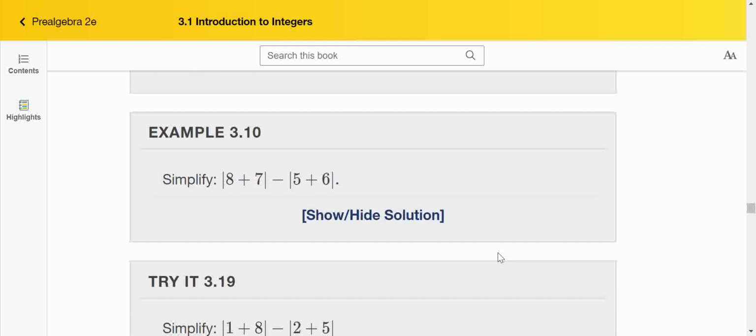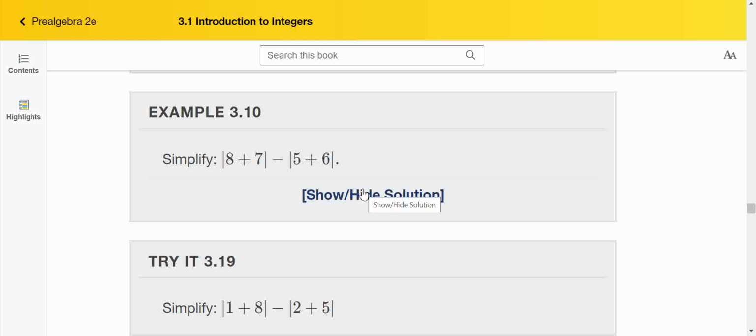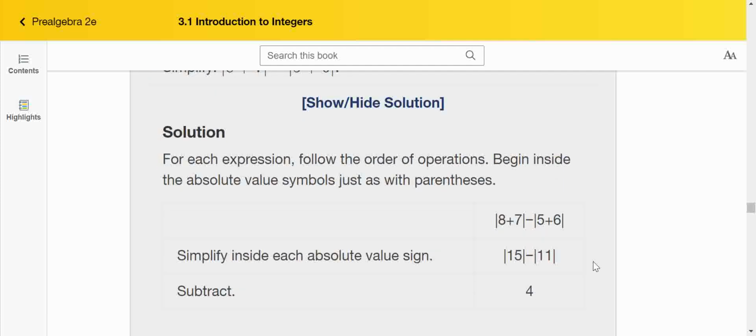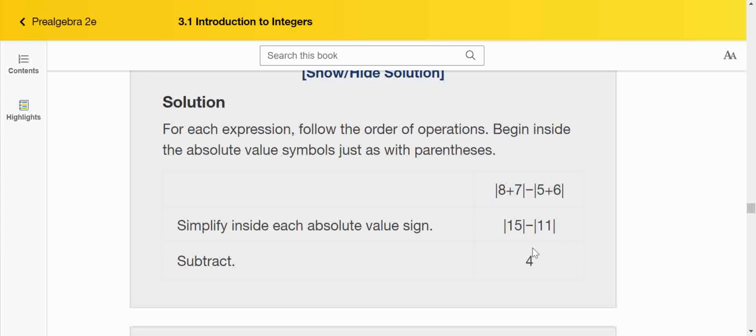And example 3.10, where we simplify this expression. For each expression, follow the order of operations. Begin inside the absolute value symbols, just as with parentheses. Simplify inside each absolute value sign, and then subtract. You notice the inside are all positive, so this becomes 15 minus 11, and that's 4.